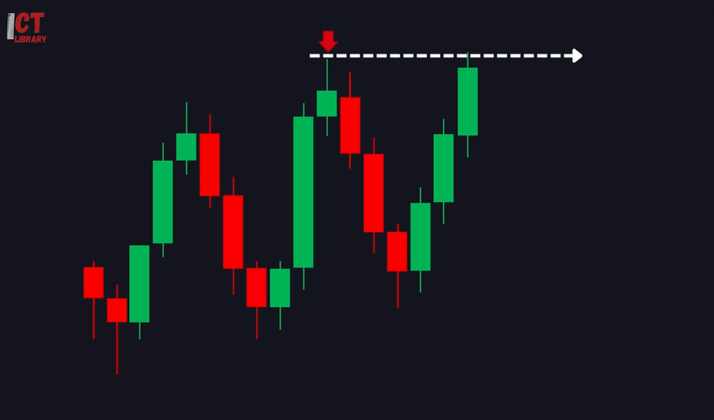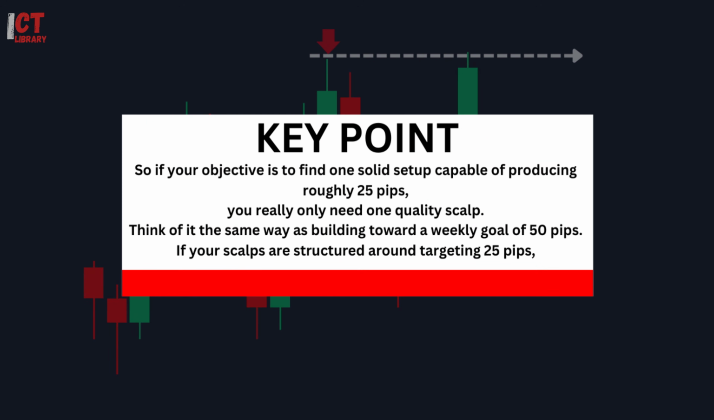Admittedly, this approach will cause you to miss some opportunities, but it provides a very clear set of criteria to operate within. So if your objective is to find one solid setup capable of producing roughly 25 pips, you really only need one quality scalp. Think of it the same way as building toward a weekly goal of 50 pips. If your scalps are structured around targeting 25 pips, then technically you only need 2 setups per week.